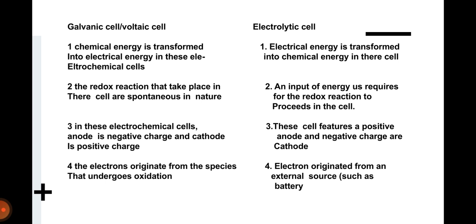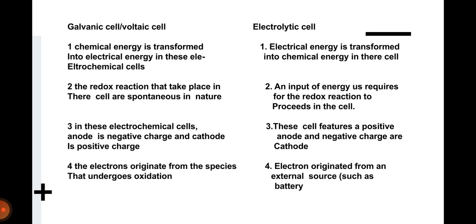But in the case of an electrolytic cell, an input of energy is required for the redox reaction to proceed in the cell. Hence, we have to supply it energy. It's a non-spontaneous reaction. Spontaneous means it occurs by its own. Non-spontaneous means we have to supply it energy. Then the reaction that is produced is called an electrolytic cell.